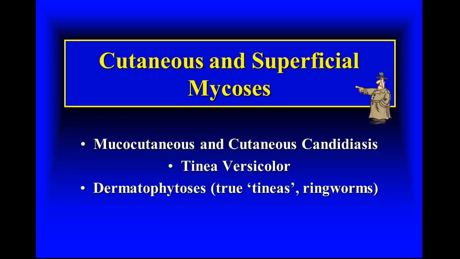The other ones were Rhino, which we covered as your differential of coccoid tissue, and Lobo, which in the interest of time I am going to sacrifice. Moving on to the third of your four mycoses, and that's your cutaneous or superficial. Remember, there are three important agents there: Candida, the agent of Tinea versicolor, and the agents of the dermatophytes or ringworms.